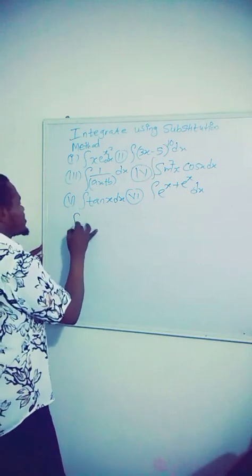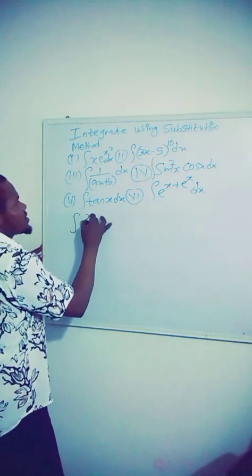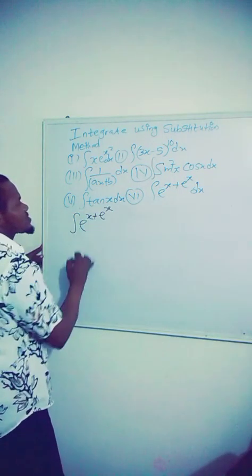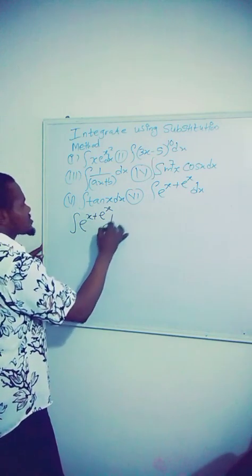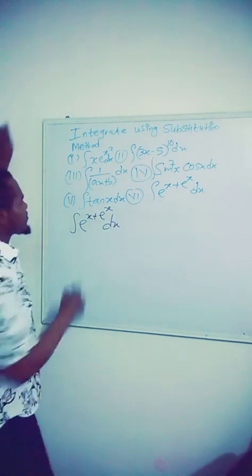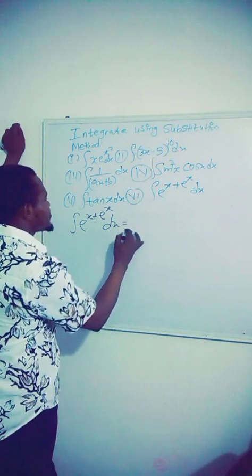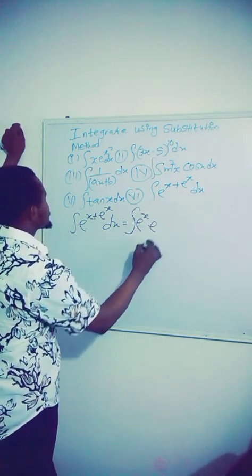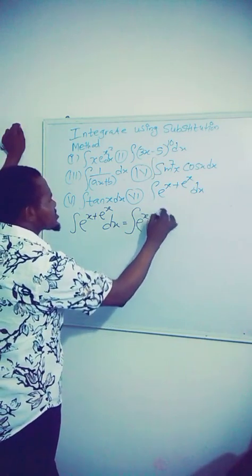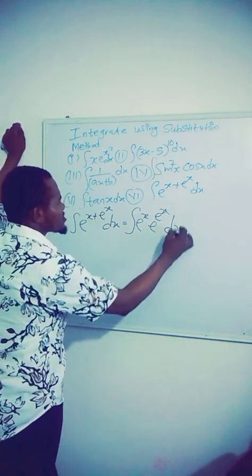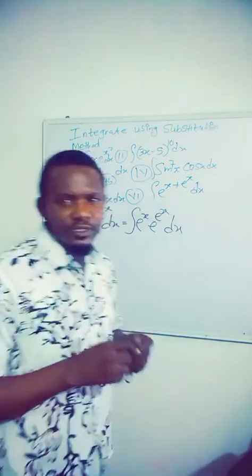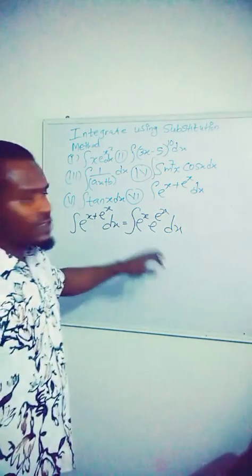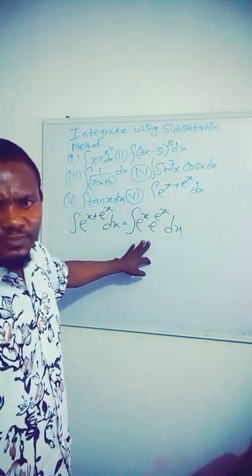So this last one, we are having the integral of e raised to power x plus e raised to power x dx. Don't forget from indices, this can also be written as e raised to power x times e raised to power e^x dx. Do you agree with me that this can be written in this form?